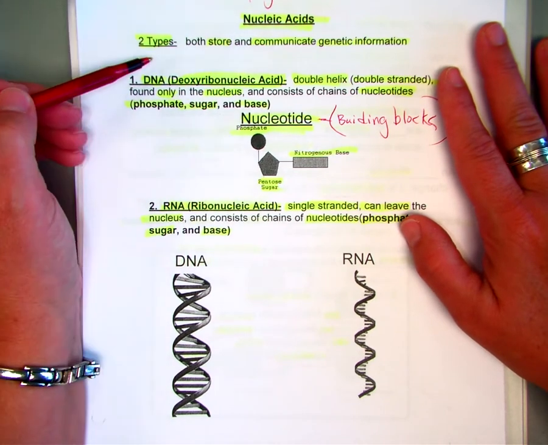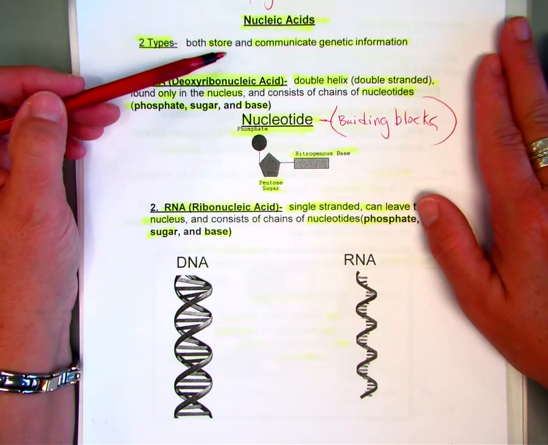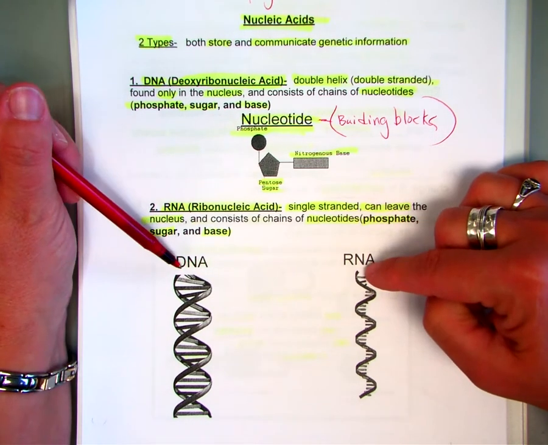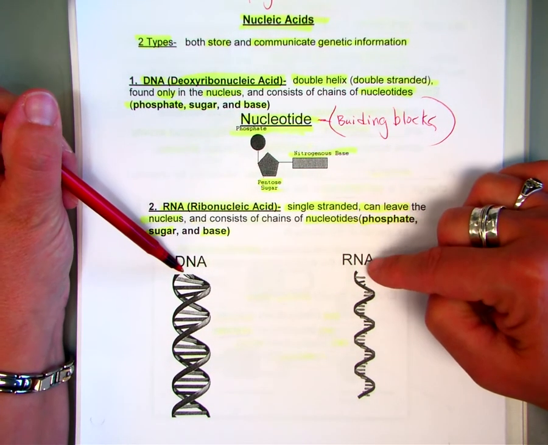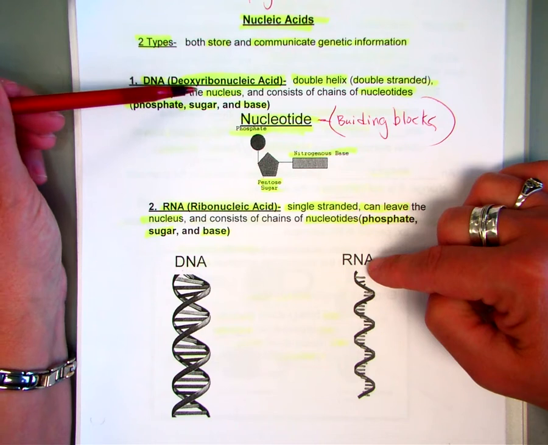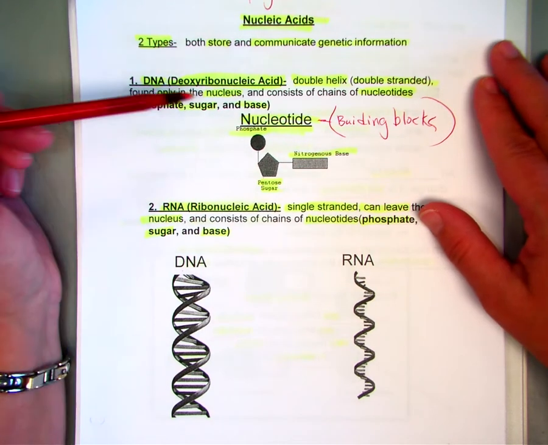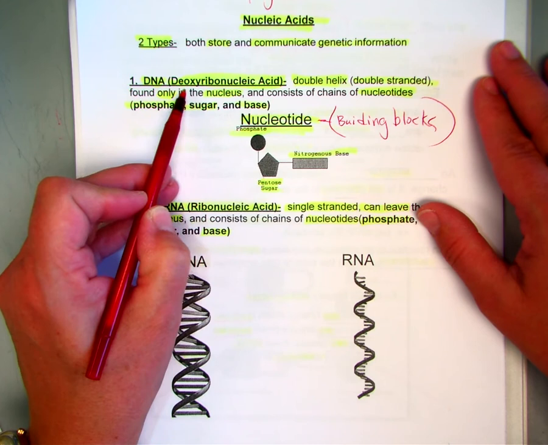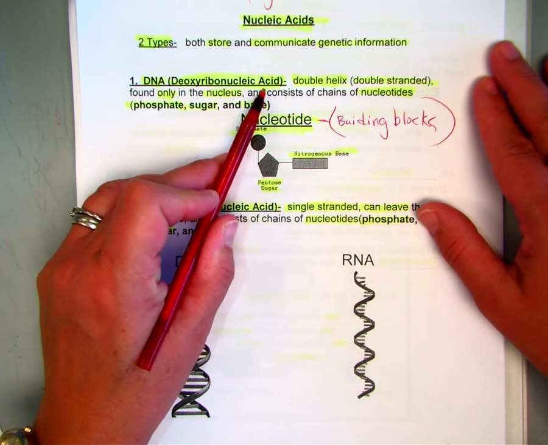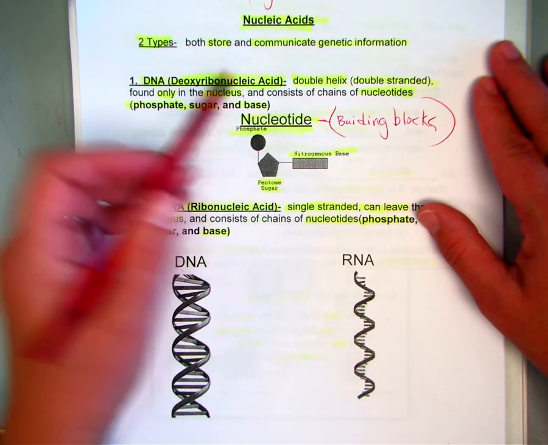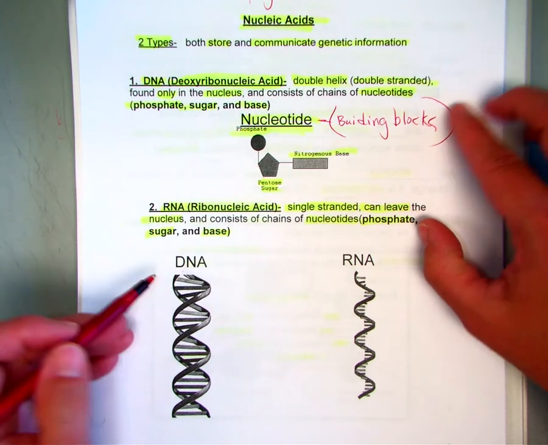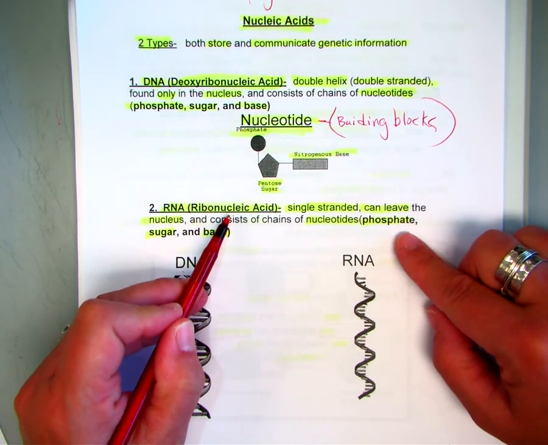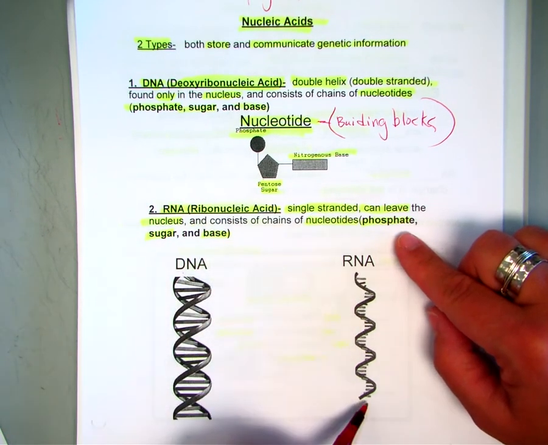But nucleic acids, there's 2 types. They store and communicate genetic information. We talked about the two types. Here's a picture of them. There's DNA and RNA. So DNA, deoxyribonucleic acid, we practice saying that. Like I said, on the Regents you can just write DNA, but you got to be able to recognize it. Deoxyribonucleic acid. The double helix just means there's two strands. RNA, ribonucleic acid. That's the single-stranded one.